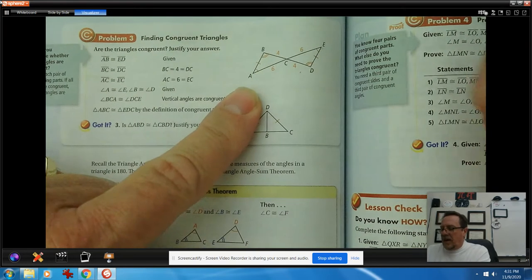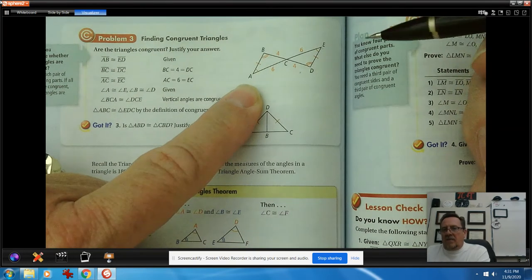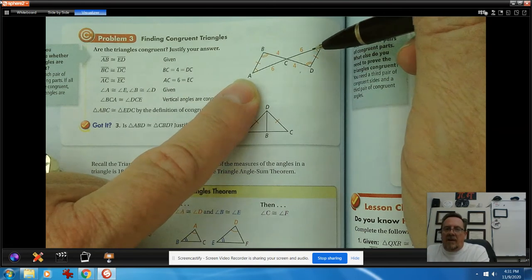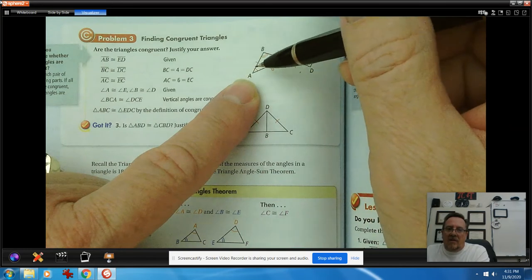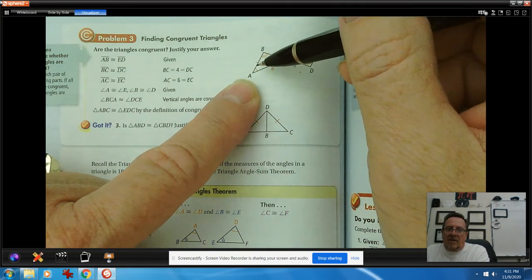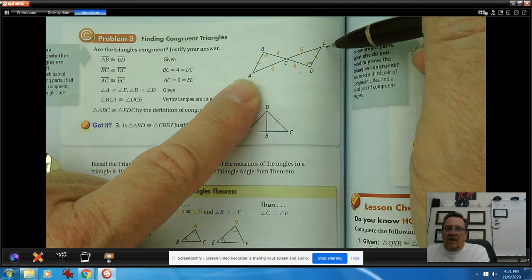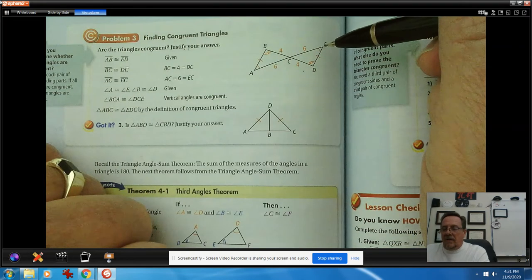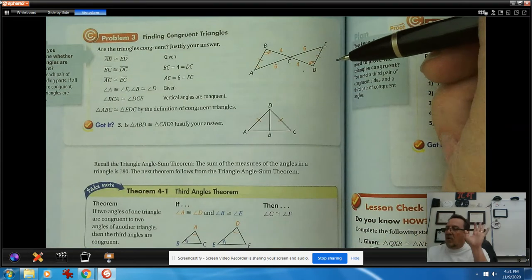So let's test. Angle A corresponds with angle E, and we can see from the diagram by these little angle marks here that these two are the same. So that little arc piece there that's on A and E is marking A and E as congruent. So I know angle E and angle A are congruent, and so I have one angle in one triangle congruent to one angle in the other. Two more angles to go.